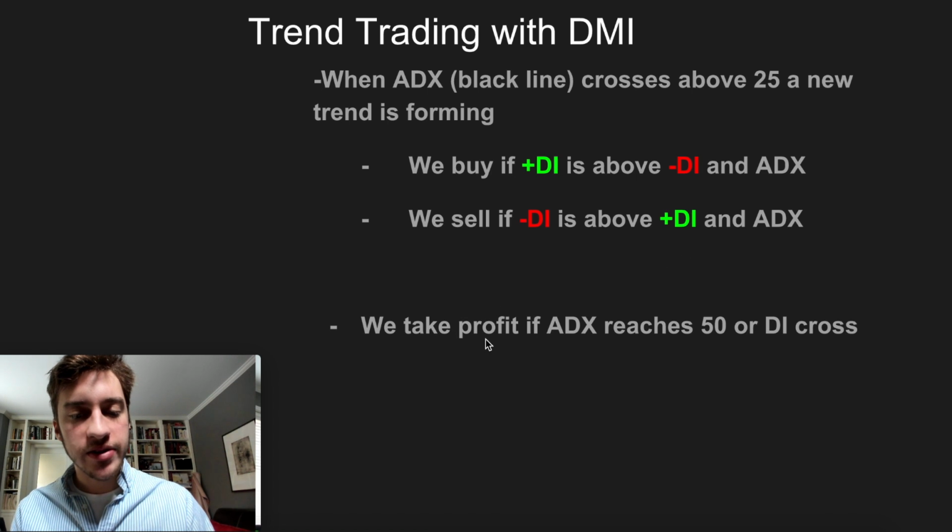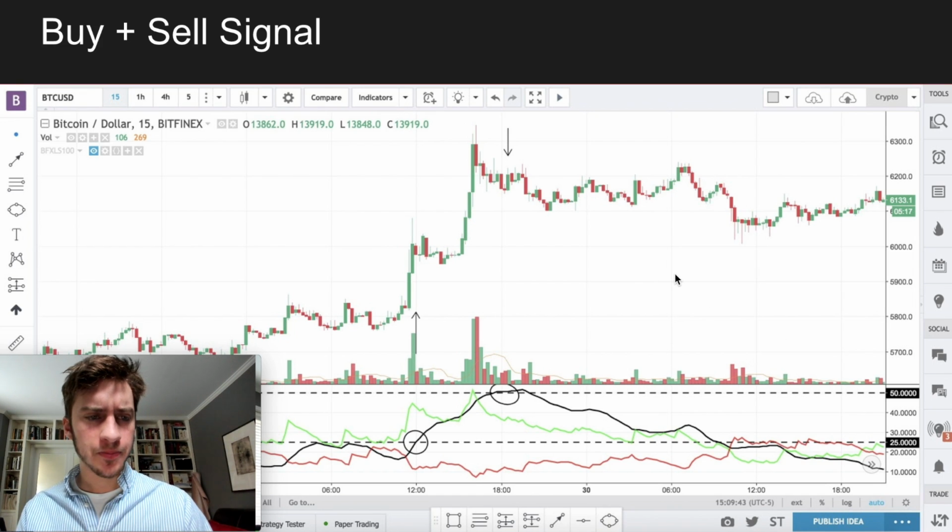And then again, you want to take profit if two things occur. You want to take profit if the ADX does reach 50, because that's a pretty important number for the indicator, or more likely if the DI cross again. So let me show you what that means, because that might not make total sense just by looking at this. So let's talk about it here.